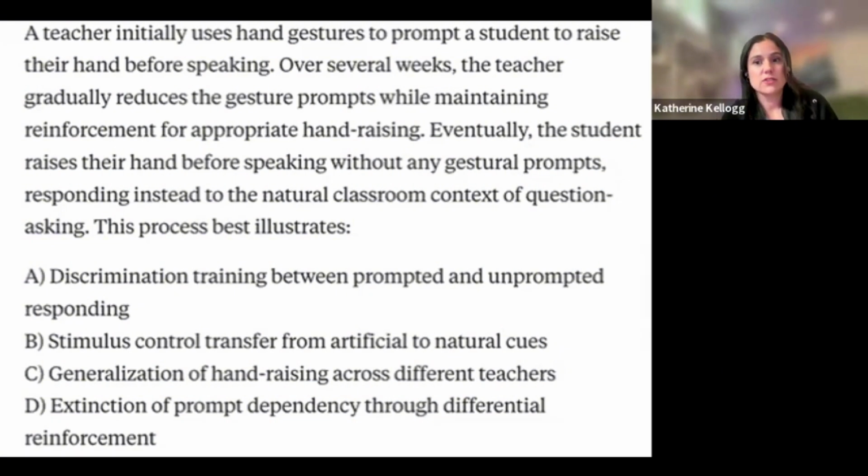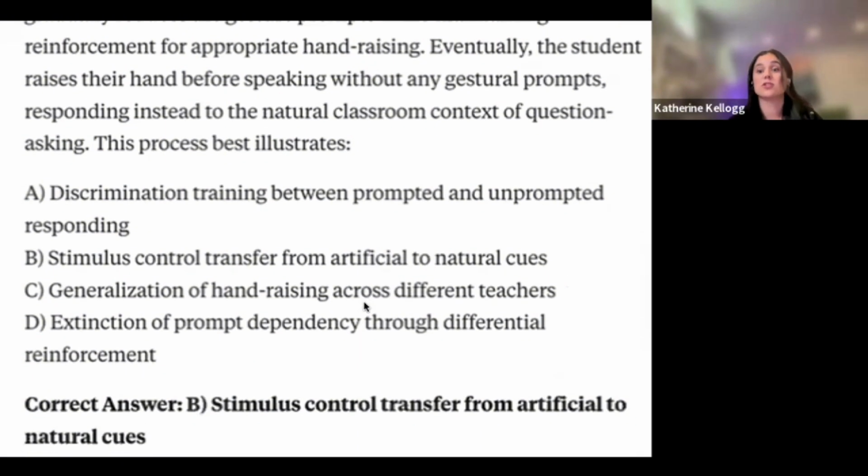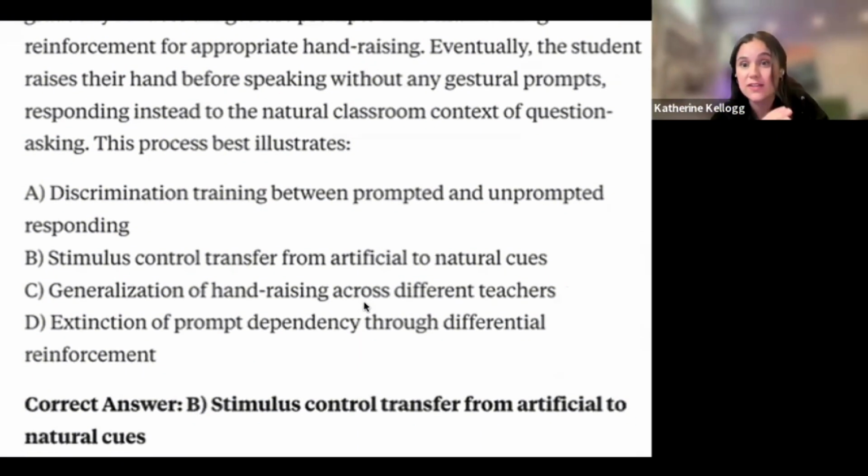A teacher initially uses hand gestures to prompt a student to raise their hand before speaking. Over several weeks, the teacher gradually reduces the gesture prompt while maintaining reinforcement for the appropriate hand raising. Eventually, the student raises their hand before speaking without any gestural prompts. What is this an example of? Pause if you want to read through it. The answer is B, stimulus control transfer. We're transferring from the cues and prompts to just raising the hand without any prompts.